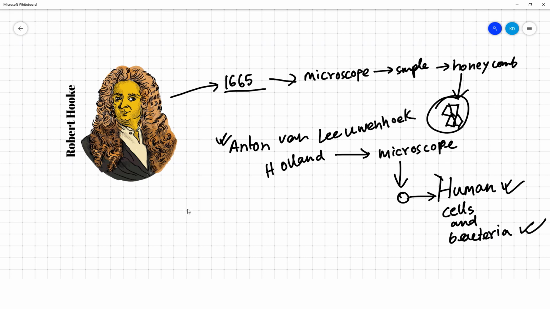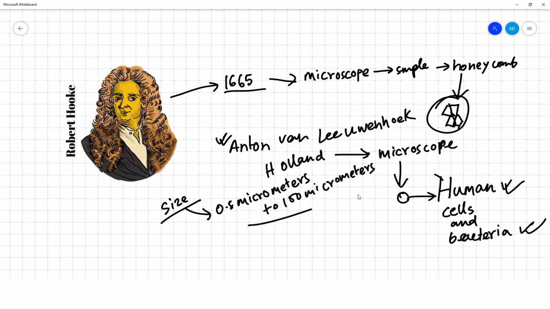Another important point I want to discuss here: the cell is a structural unit of life with various shapes and sizes. Here we are going to discuss shapes and size. The size of cells ranges from 0.5 micrometers to 100 micrometers. Remember this point.